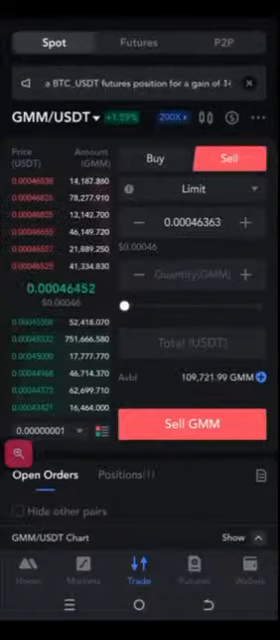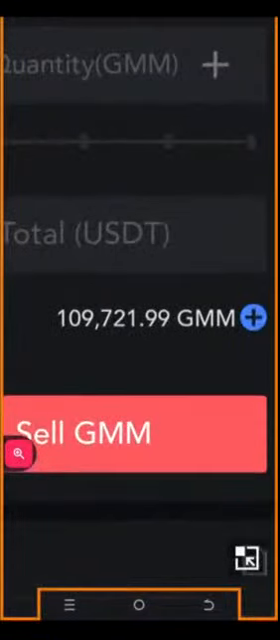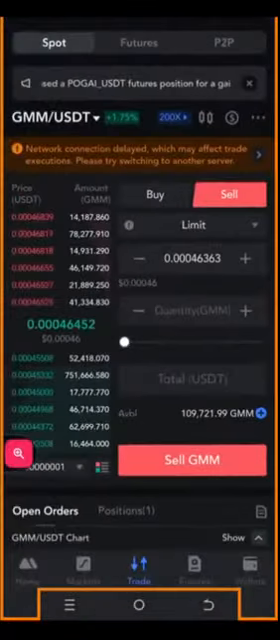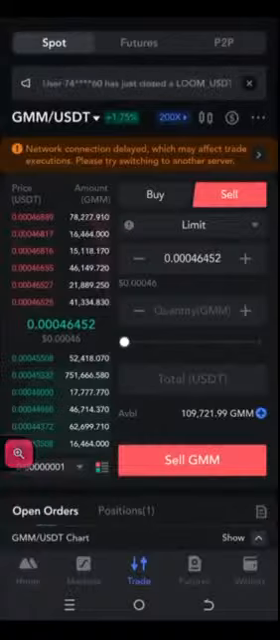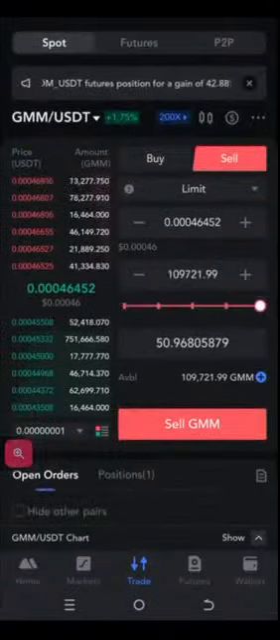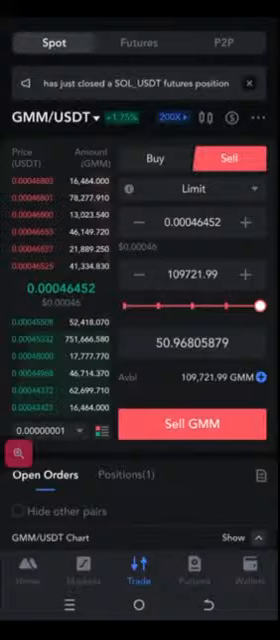All right, it's here. As you can see, we've got our money here. That's 109,721 GMM. Okay, so let's go quickly and set our sell limit. But let's just quickly see if we want to sell outright. What is that going to give us? Okay, so let's put the entire 100%. Oh, this is 50.96. So that means if I click on sell, that's going to put me in the queue.